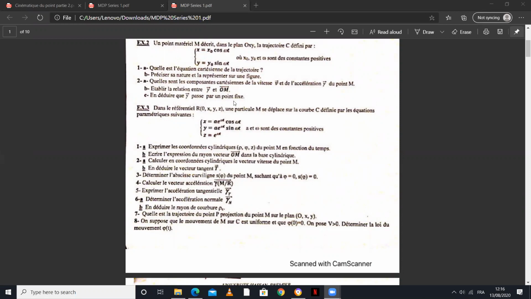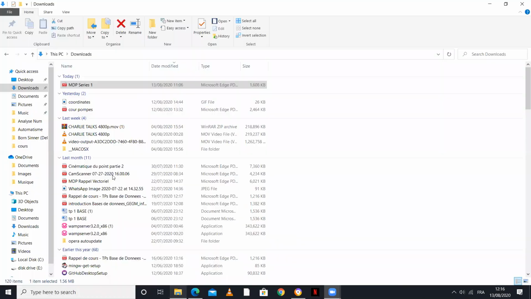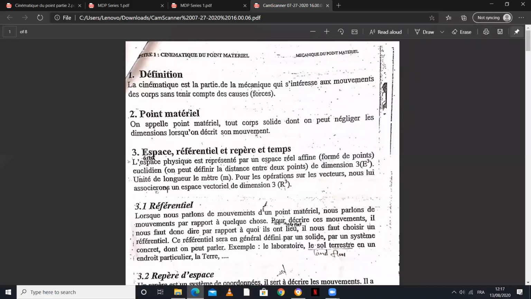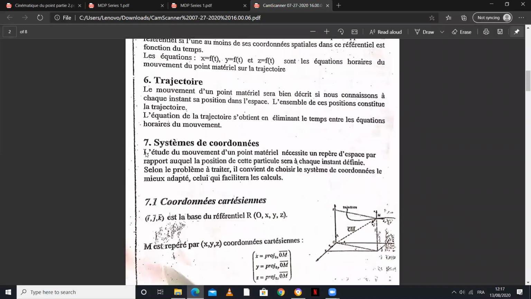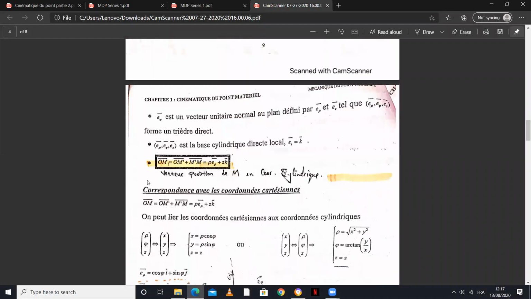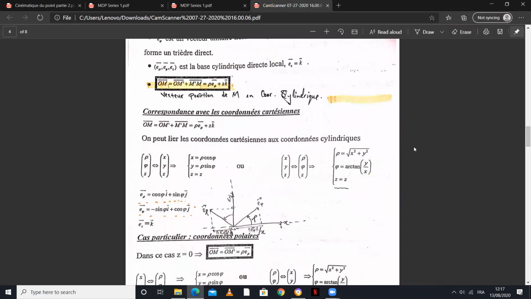You have the formulas in your polycopies. Let me just open the polycopy. So just to show you that you have the stuff, and mostly in mechanics, exercises are just like this. You'll be using the formulas that you have with you in your polycopies. So I showed you guys how to calculate these things here. You remember, not so? Oui.